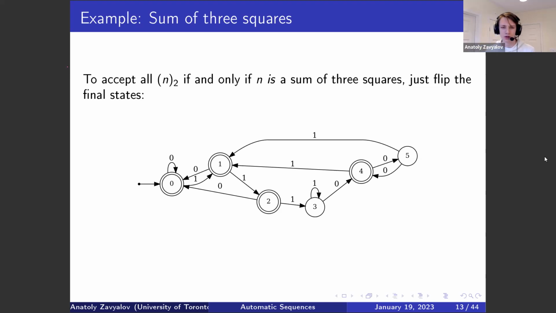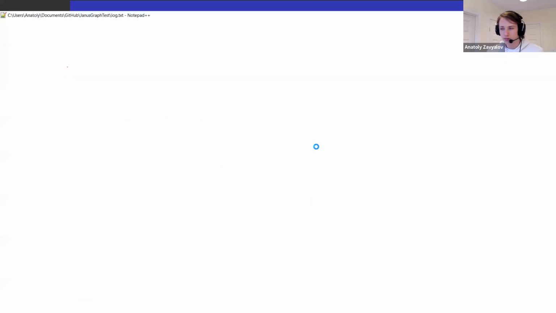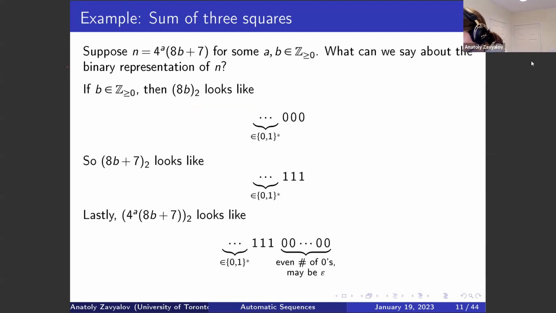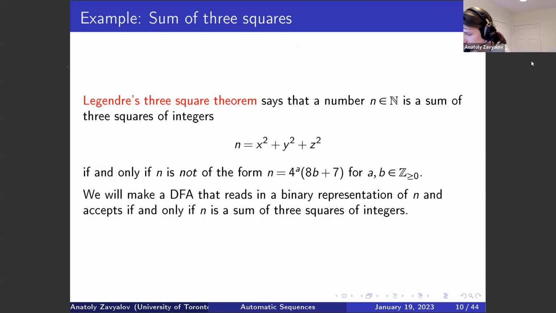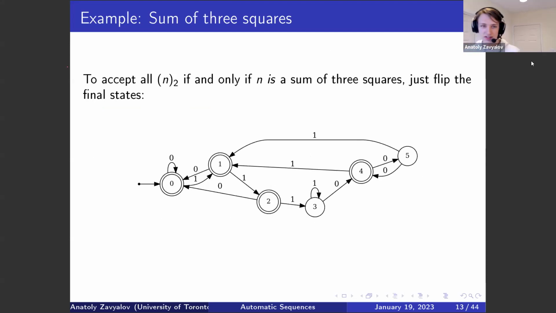Which I think is really cool. You only need 6 states to determine whether n is a sum of 3 squares, which initially, if you just write that out, how would you even approach this? But it turns out it can be recognized by an automaton of 6 states, which I find pretty cool.